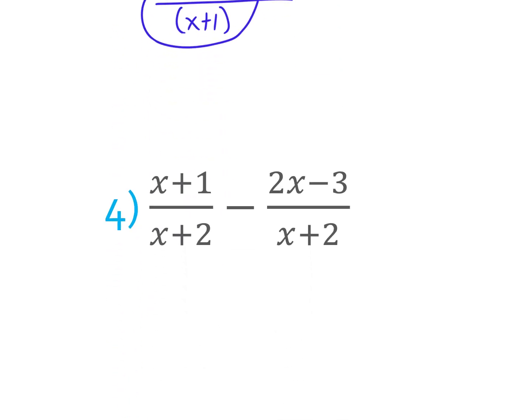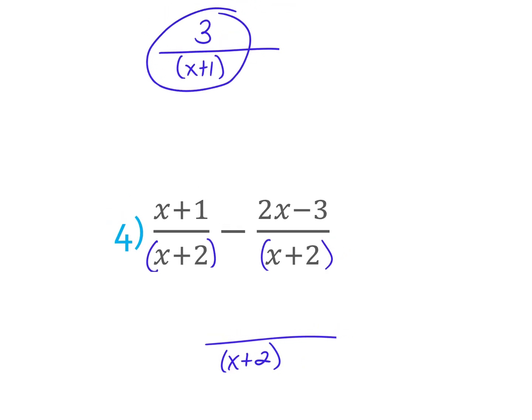What do you notice about the denominators here? They are the same. So we just rewrite it one time. How is this problem, number 4, a little bit different from 3? It's subtraction. You don't have to do this. This is just my suggestion.